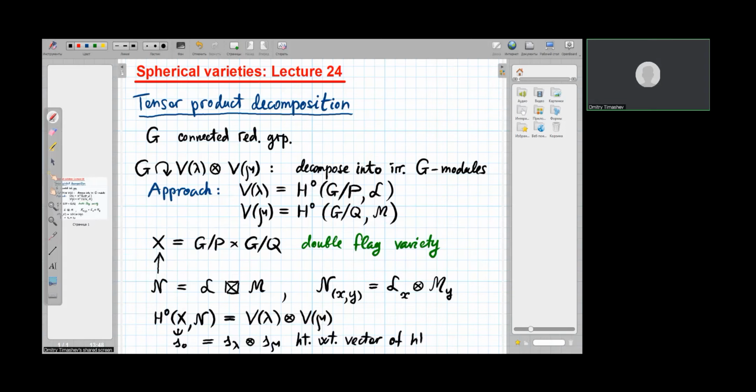Of highest weight, lambda plus mu, in the additive notation. In the multiplicative notation, it is, of course, the product of these two characters. Okay? Now, let us recall that for a spherical G variety, we have described the G module structure of the space of global sections of any line bundle over it in terms of some polytope associated with the divisor of some of these sections, of some of highest weight vectors in the space of sections.